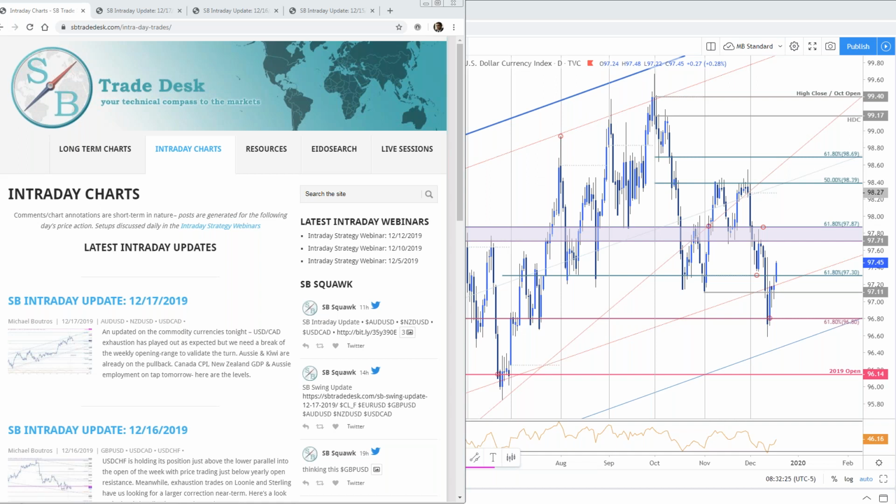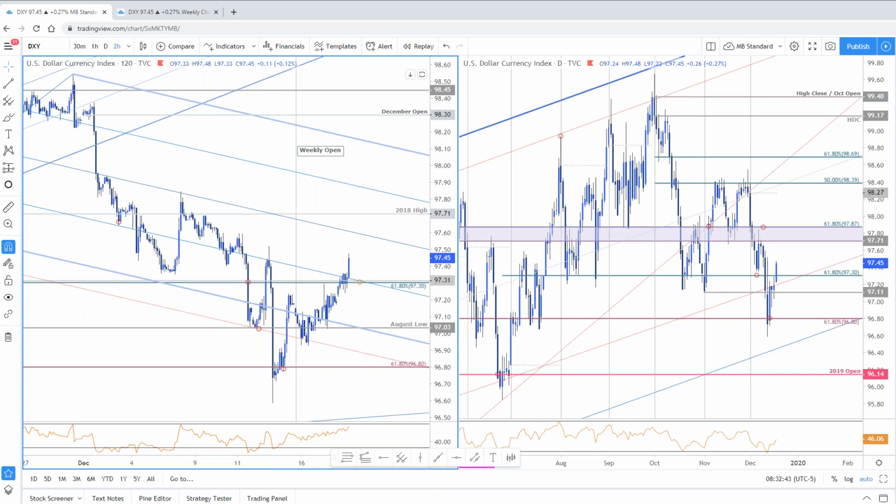Just a quick glance at the docket today. Heading into the tail end of the week, we still have GDP for New Zealand on tap tonight. And then later tonight, we also have the Aussie employment numbers. So a nice little track of data into the commodity sector. Here's what we look like on the DXY.